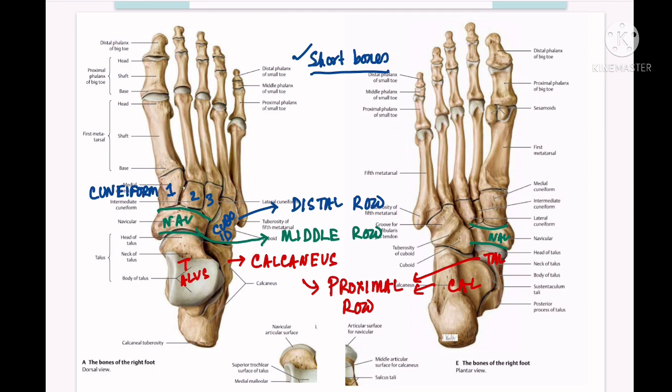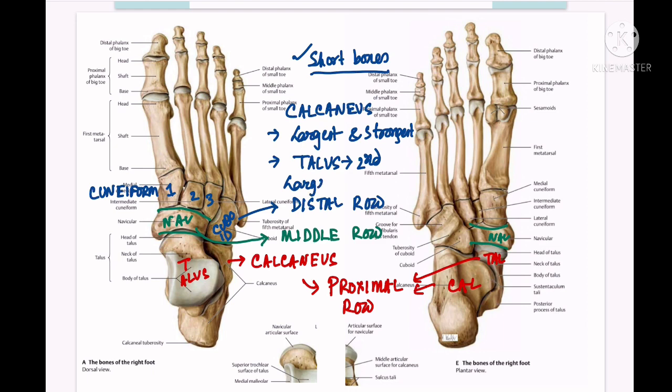In between all these tarsal bones, the calcaneus is the largest and strongest of them all. So calcaneus, it is the largest and strongest, and the second largest is the talus. So talus is the second largest. So calcaneus is followed by the talus.